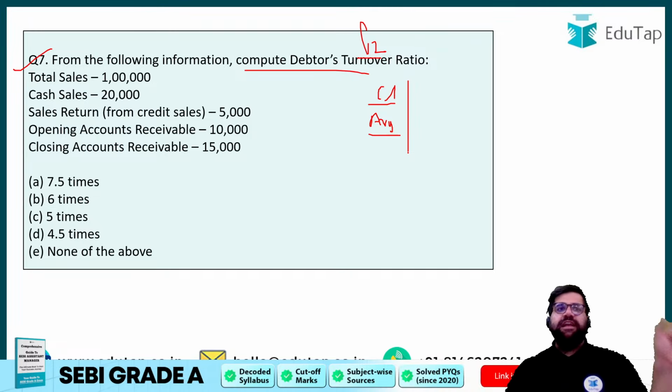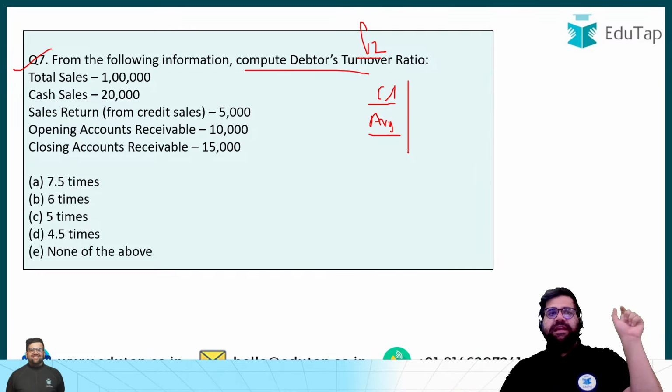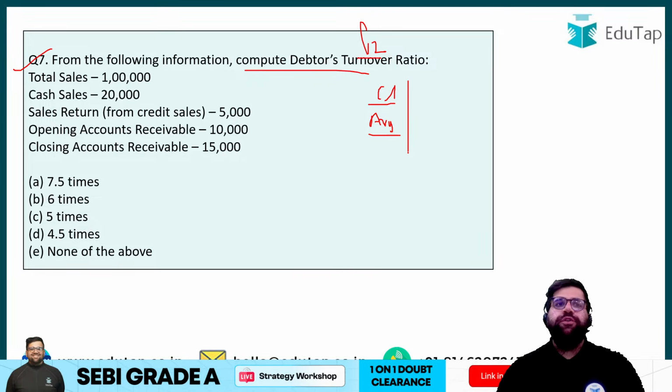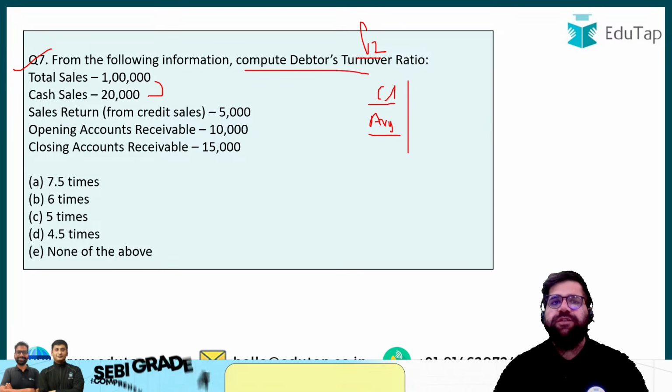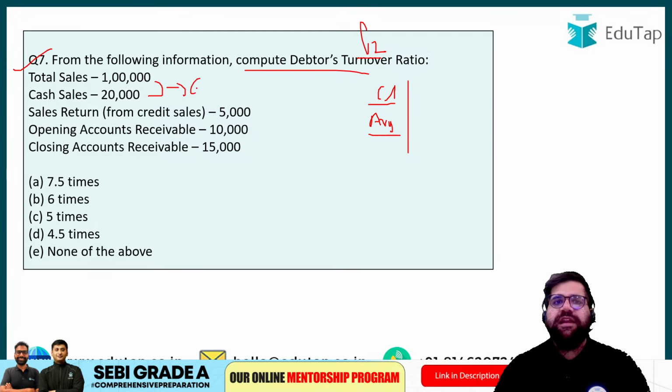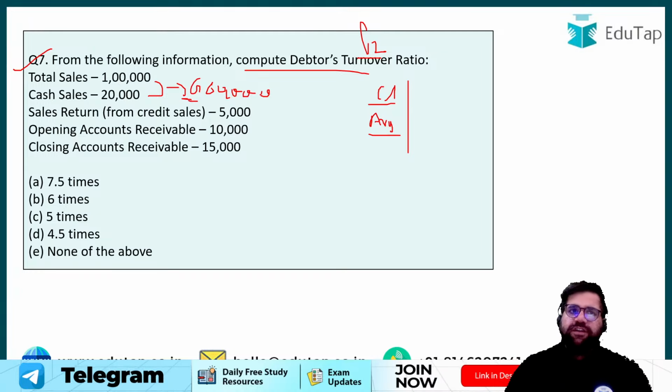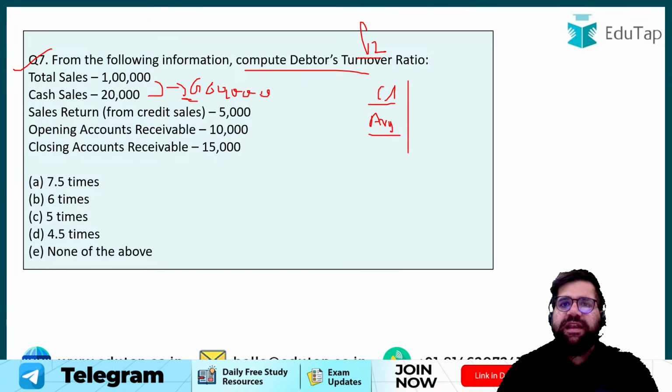For credit sales they have given me total sales, cash sales, and sales return from credit sales. So if I deduct cash sales from the total sales, I will have my credit sales, which will be 80,000, right? But they have also given me net sales return, so I have to take net credit sales. So my net credit sales will be 75,000. Very easy. This is 75,000, right?